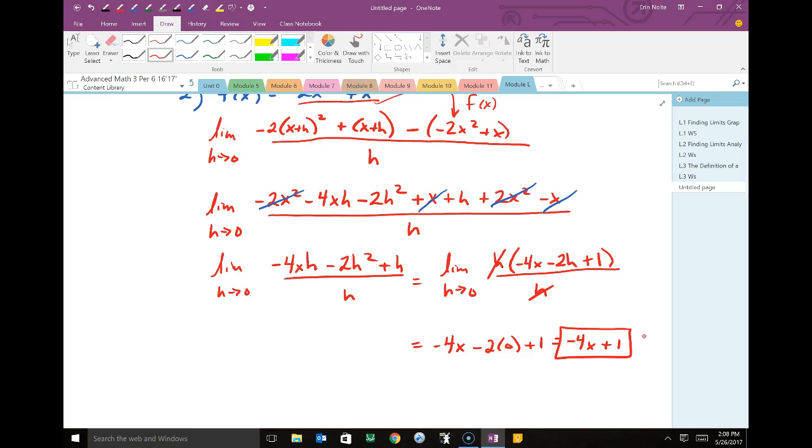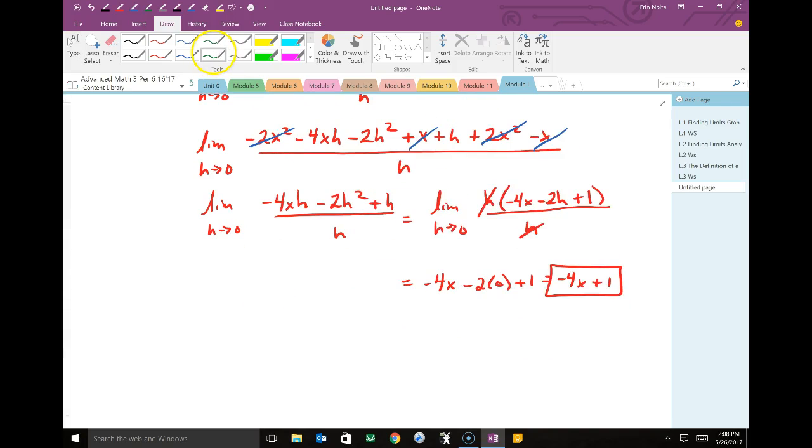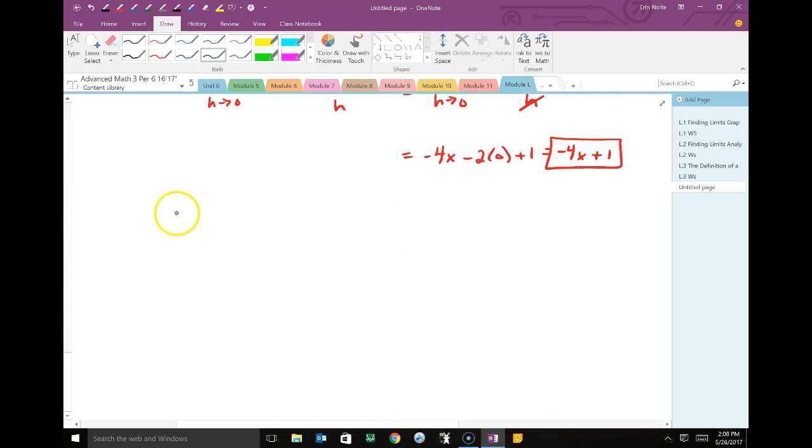Okay, I want to do one more with you. Last one. Number 3. This time my function is going to be the square root of x plus 4.